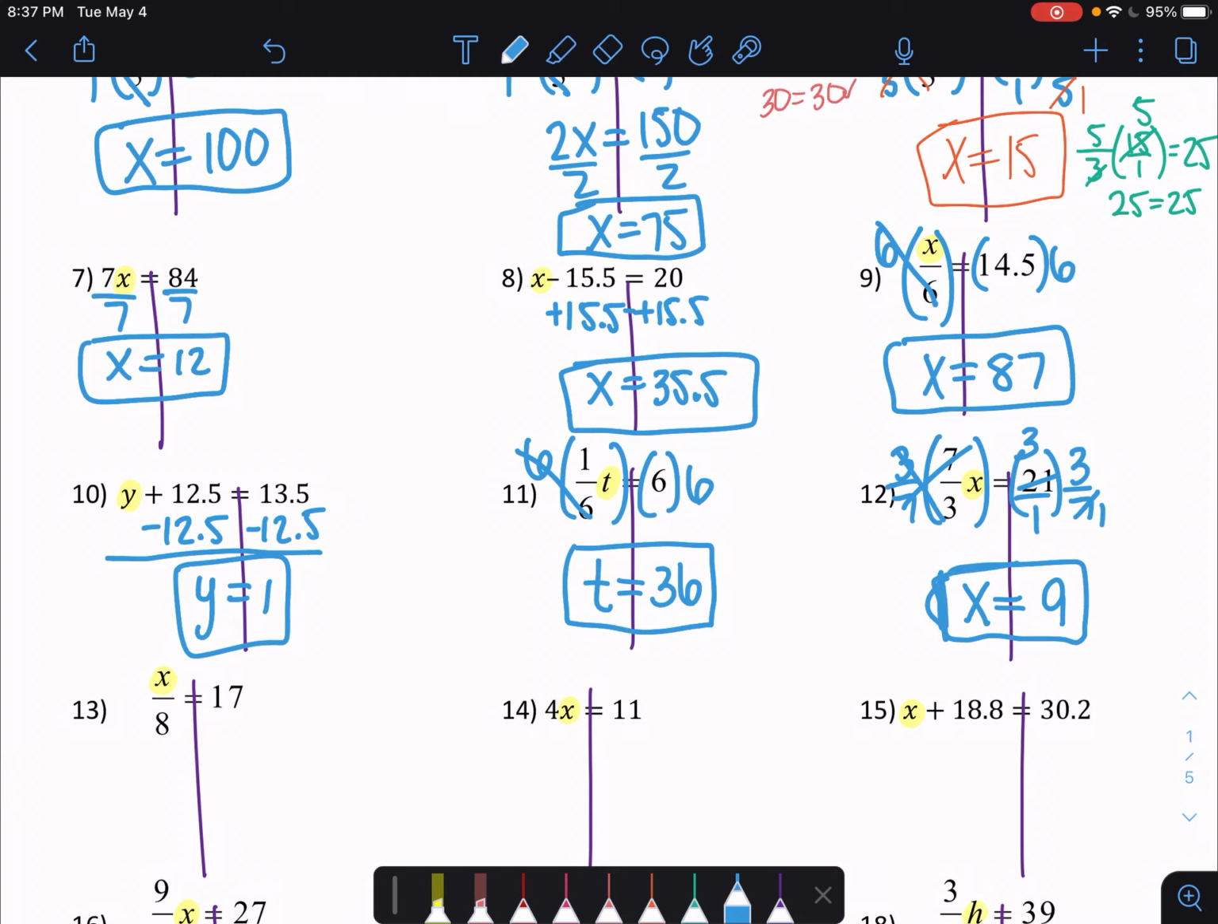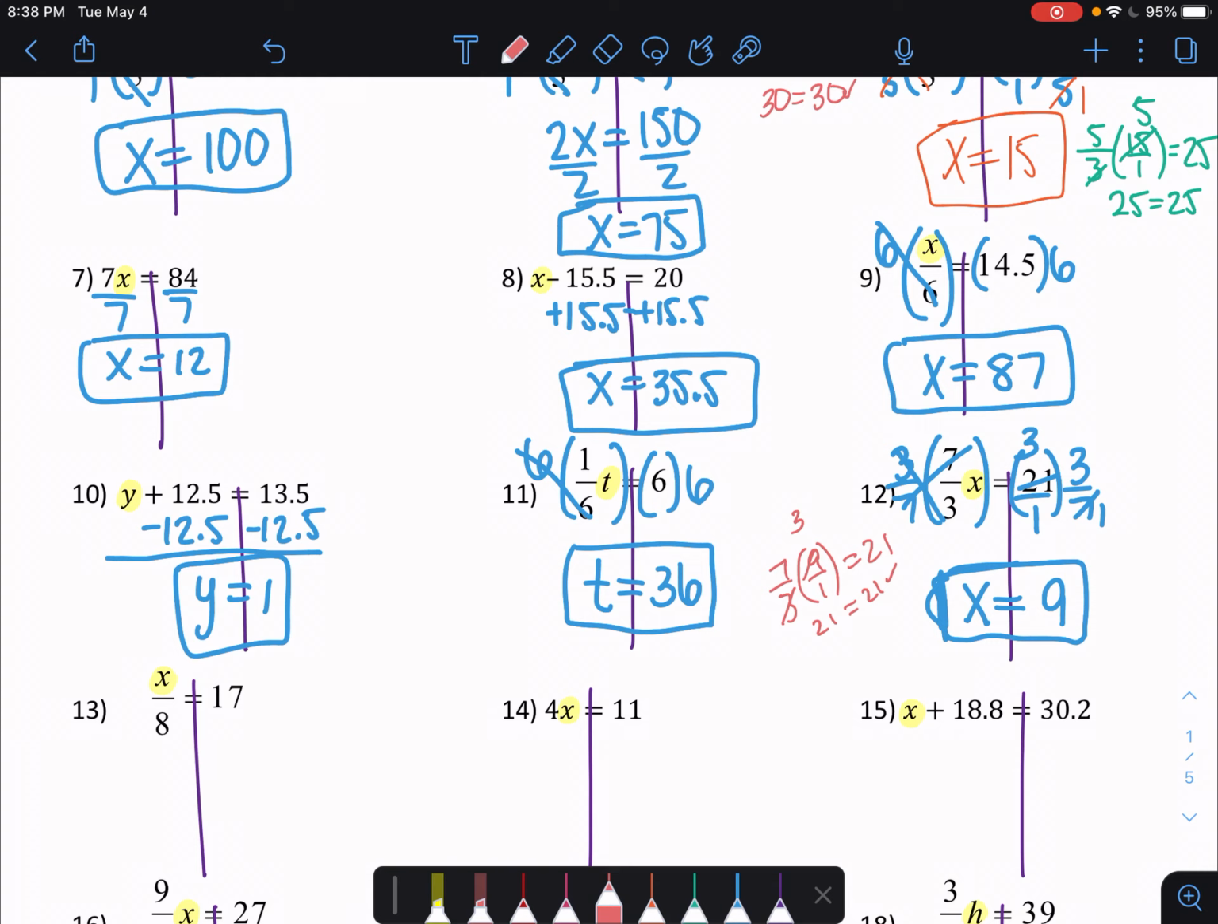And if I wanted to check, I could do 7 over 3 times 9 over 1. Does that equal 21? Yes, 21 equals 21.